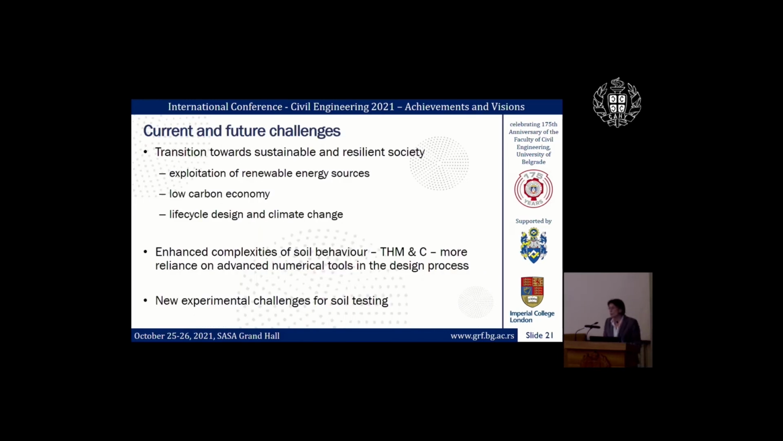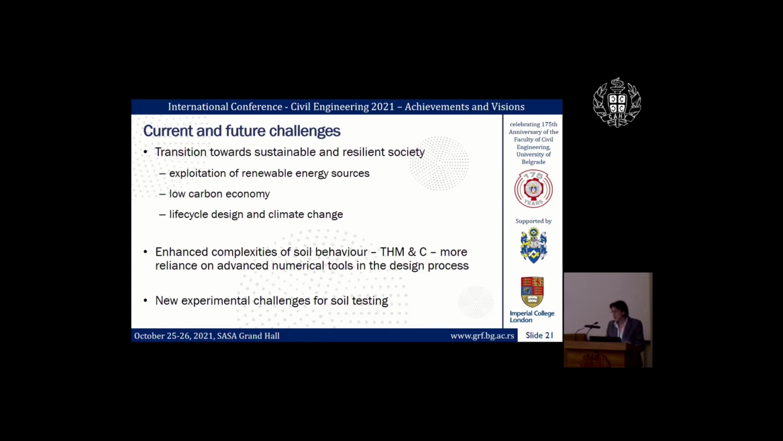So where do we go from here? It is very clear that the whole society is sort of transiting towards a sustainable and resilient global society that wants to exploit renewable energy sources, that wants to achieve a low carbon economy, zero carbon maybe, but low for sure, that needs to look at this life cycle design, and it also needs to look at the consequences of climate change and how those are going to influence this life cycle design.